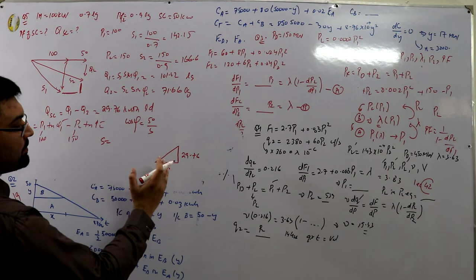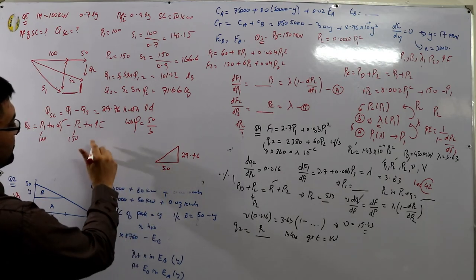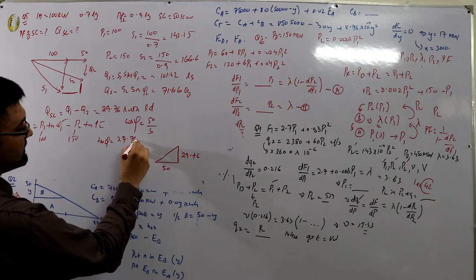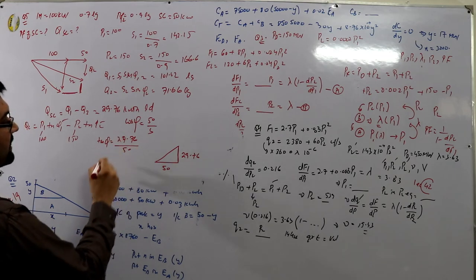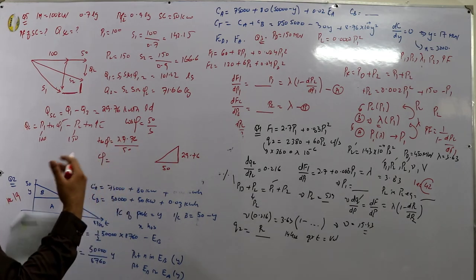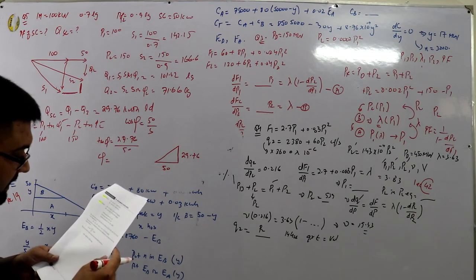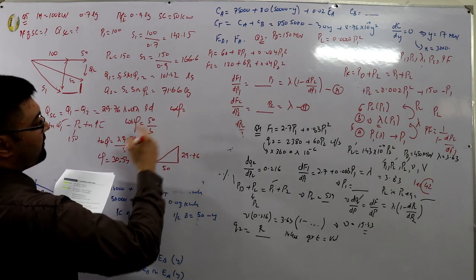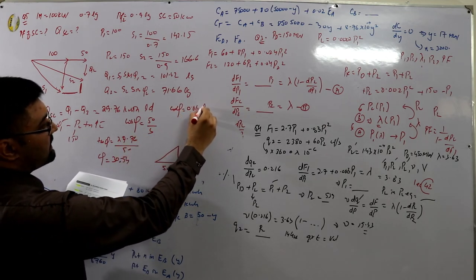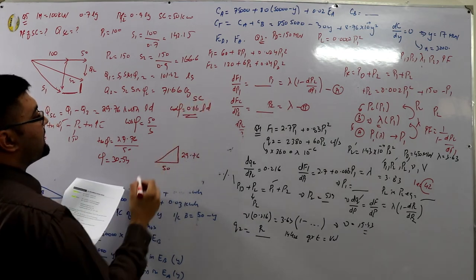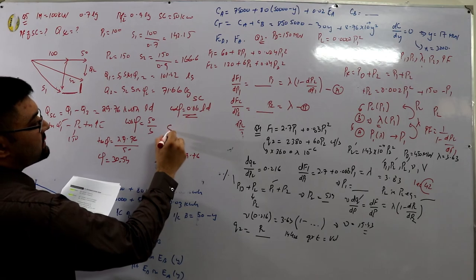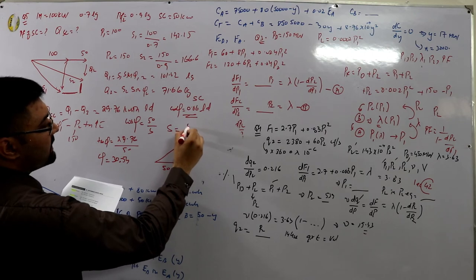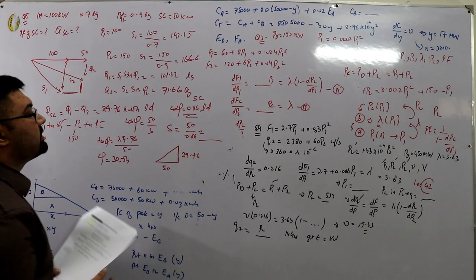So tangent of phi is 29.76 perpendicular by base. So you've got the tangent of phi. From here you can find out phi, which is 30.54. And cos of phi, which is the power factor, would come out to be 0.86 leading, and this is the power factor for the synchronous condenser. So from here you can also find out your S for the synchronous condenser, the kVA rating. So that would be 50 upon 0.86, whatever this comes out to be.